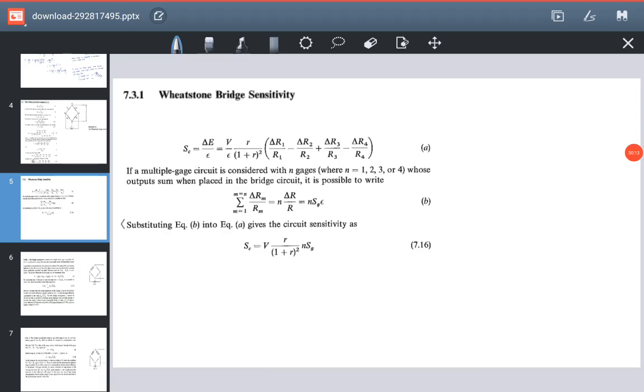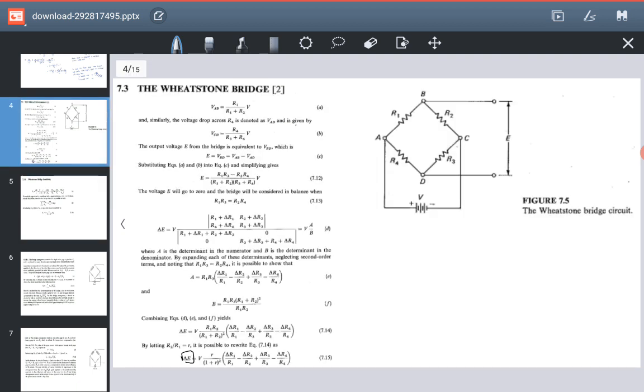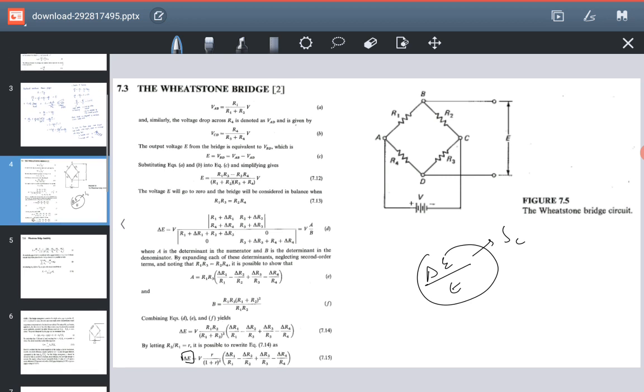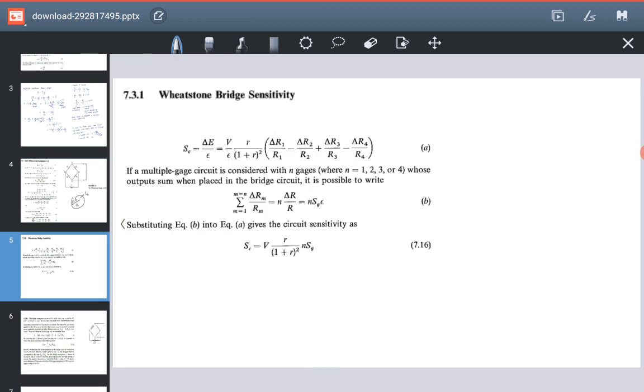Now, we have to know the sensitivity of the Wheatstone bridge. The sensitivity can be obtained if I simply divide delta E by the epsilon. This will be known as the sensitivity of the bridge, given by SC. So here we have delta E upon E, and if you simplify it, you will come up with this equation.